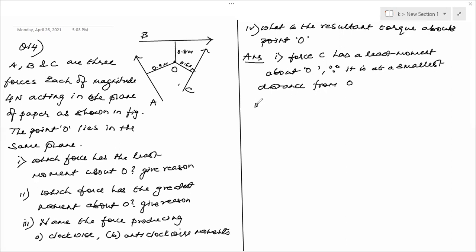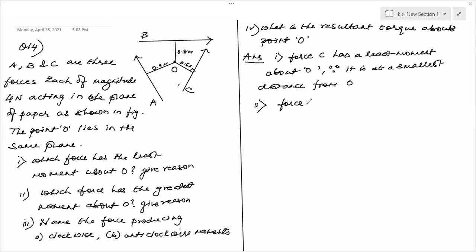Next, the second one. Which force has the greatest moment about O? See, the magnitude of each force is 4. 4 into 0.9 is 3.6 Newton meter. 4 into 0.8 is 3.2 Newton meter. And this is 2.4 Newton meter. So naturally, which has maximum moment? Force A. Got it?